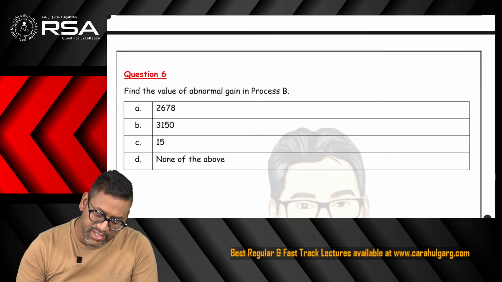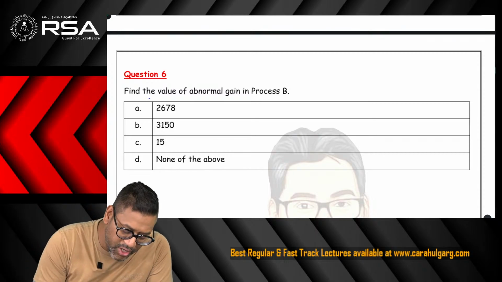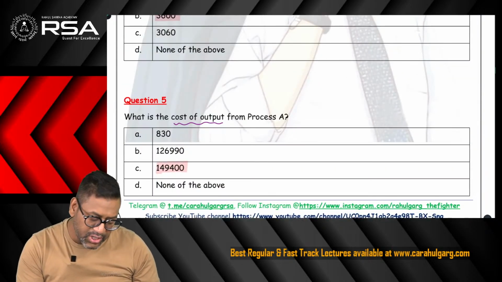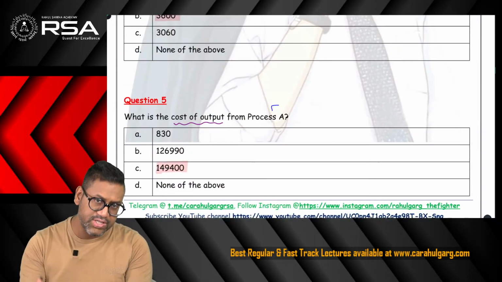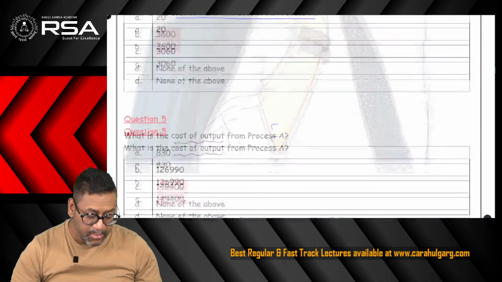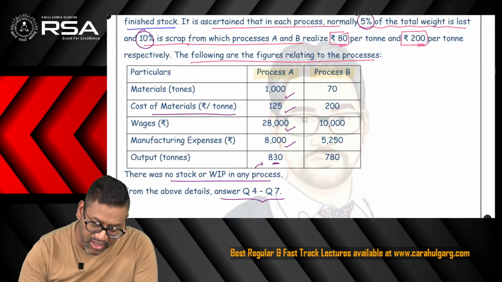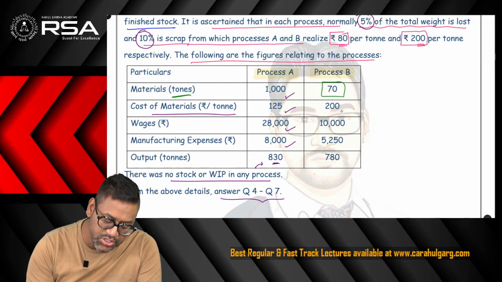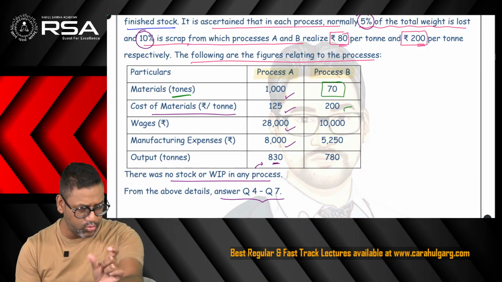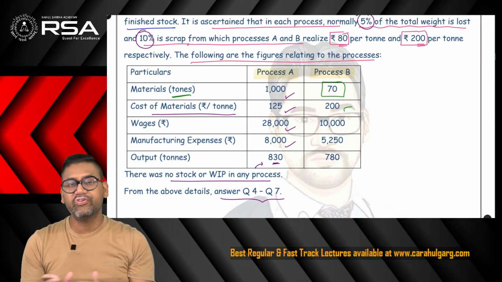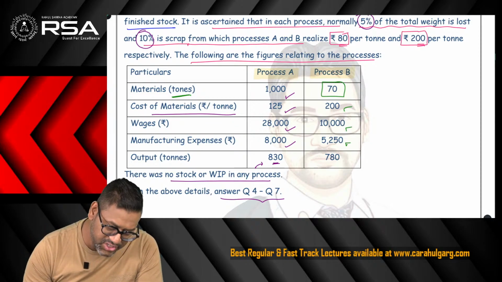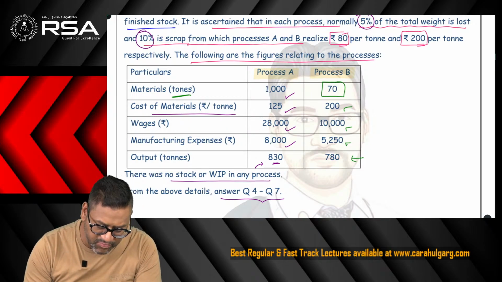Then it says find the value of abnormal gain in process B, which means we will have to prepare process B. The output of process A shall become the input of process B, plus the question is giving additional data. It says you input another 70 tons of material in process B at the rate of 200. So 70 into 200, 14,000 rupees of fresh input is being put in process B. Wages are there, manufacturing expenses are there, and the output is 780.